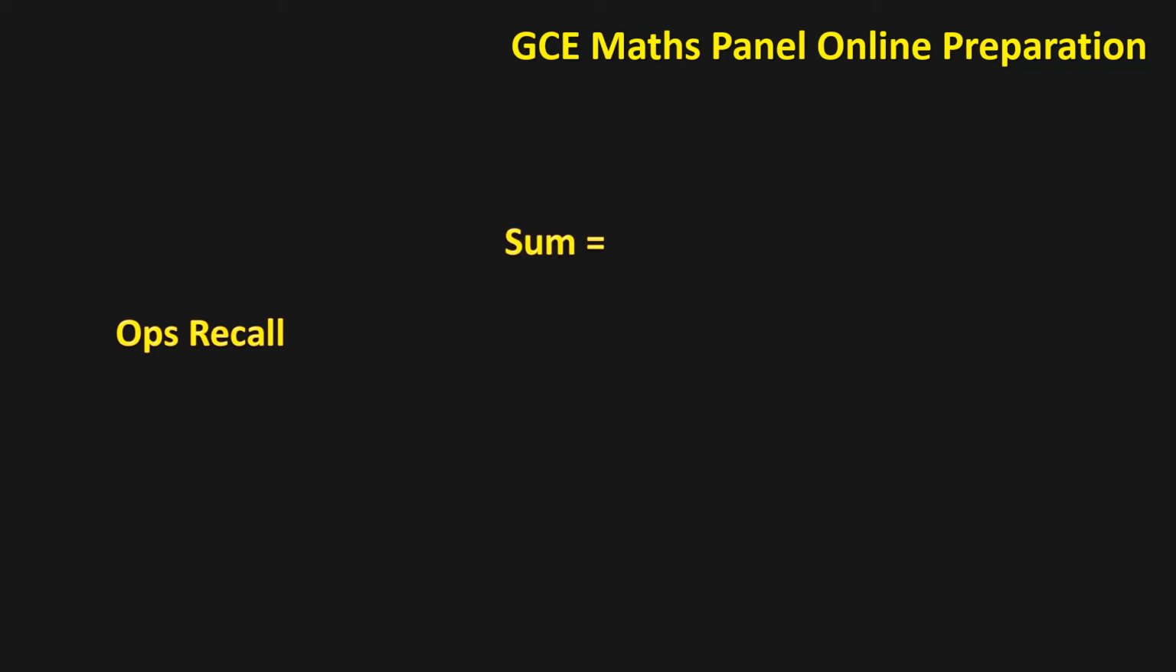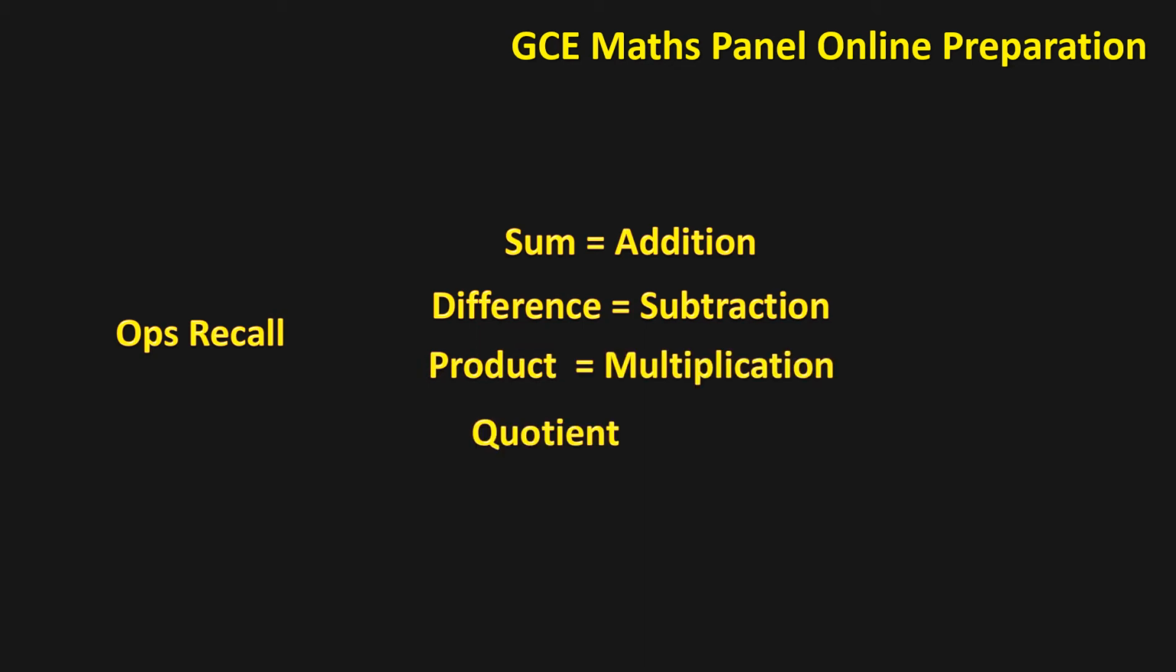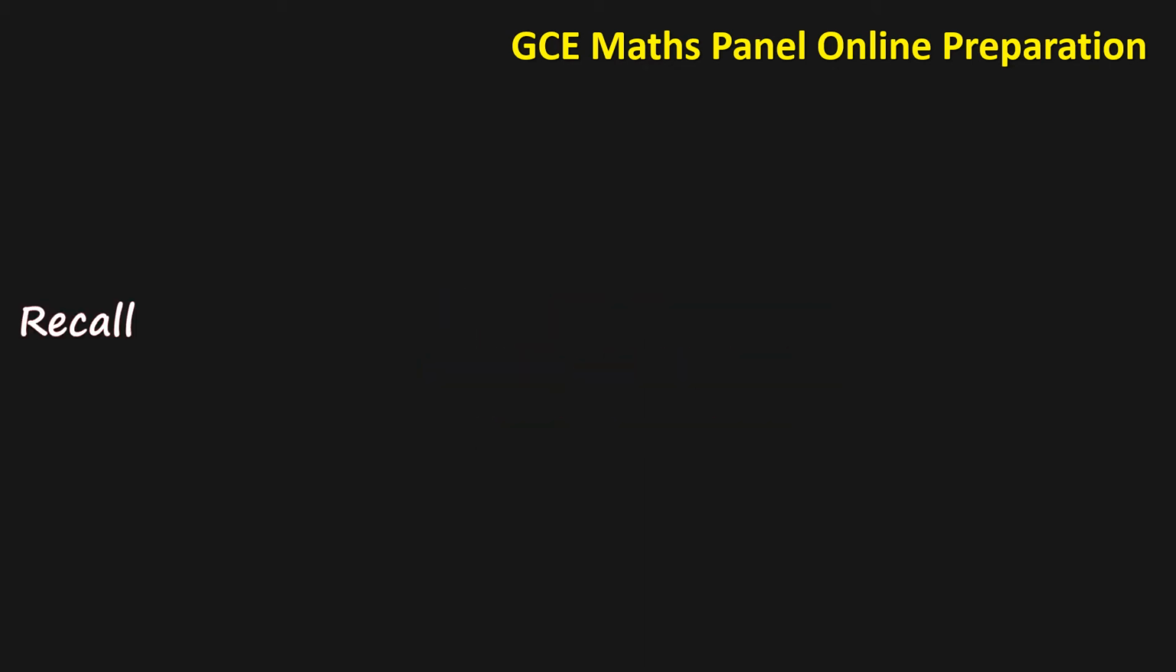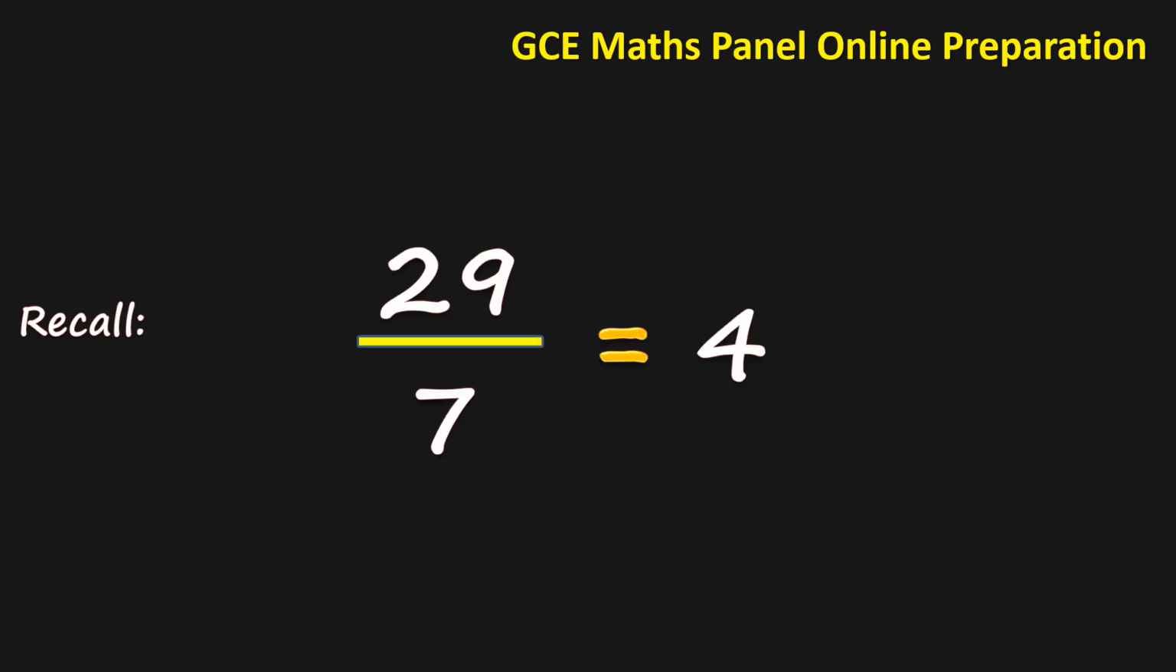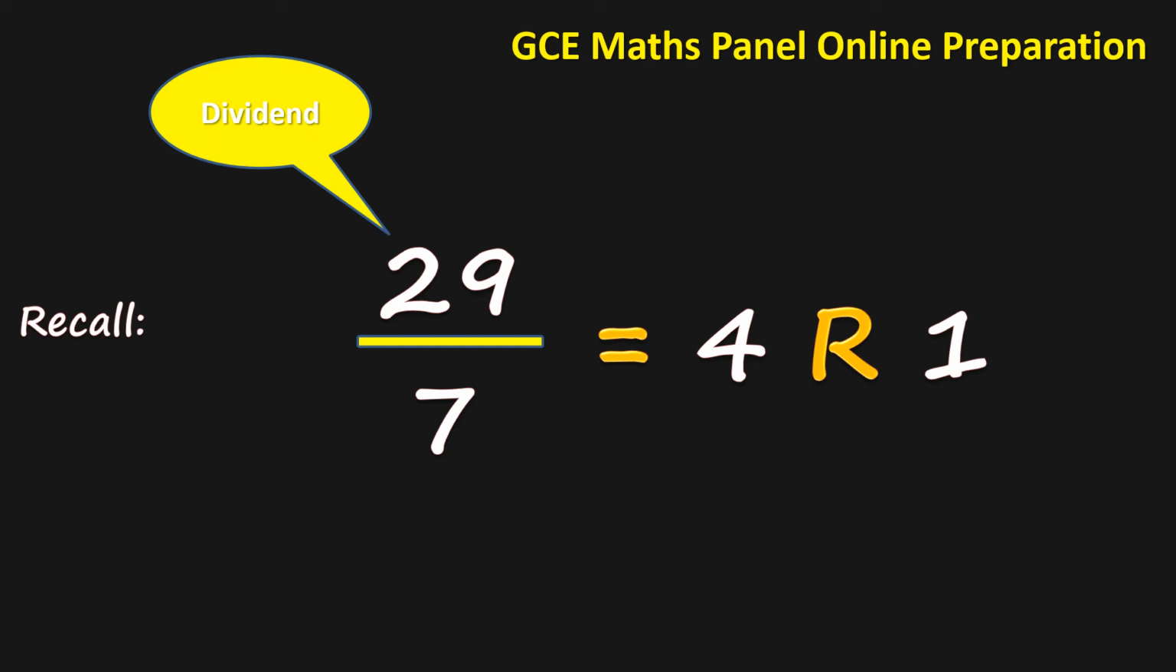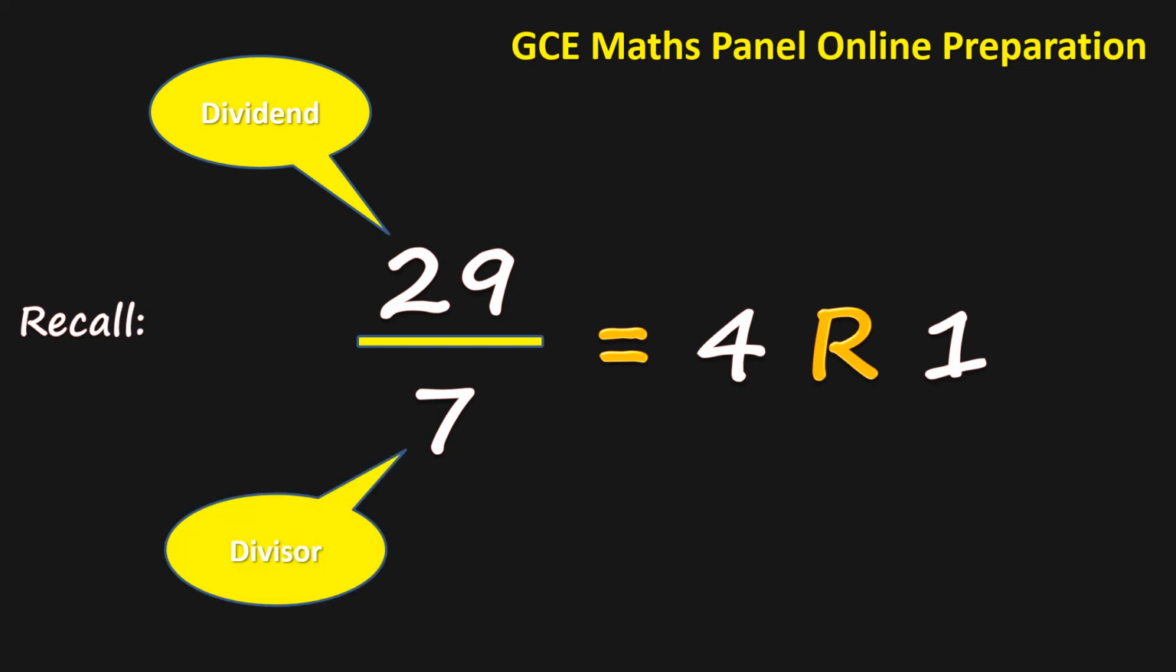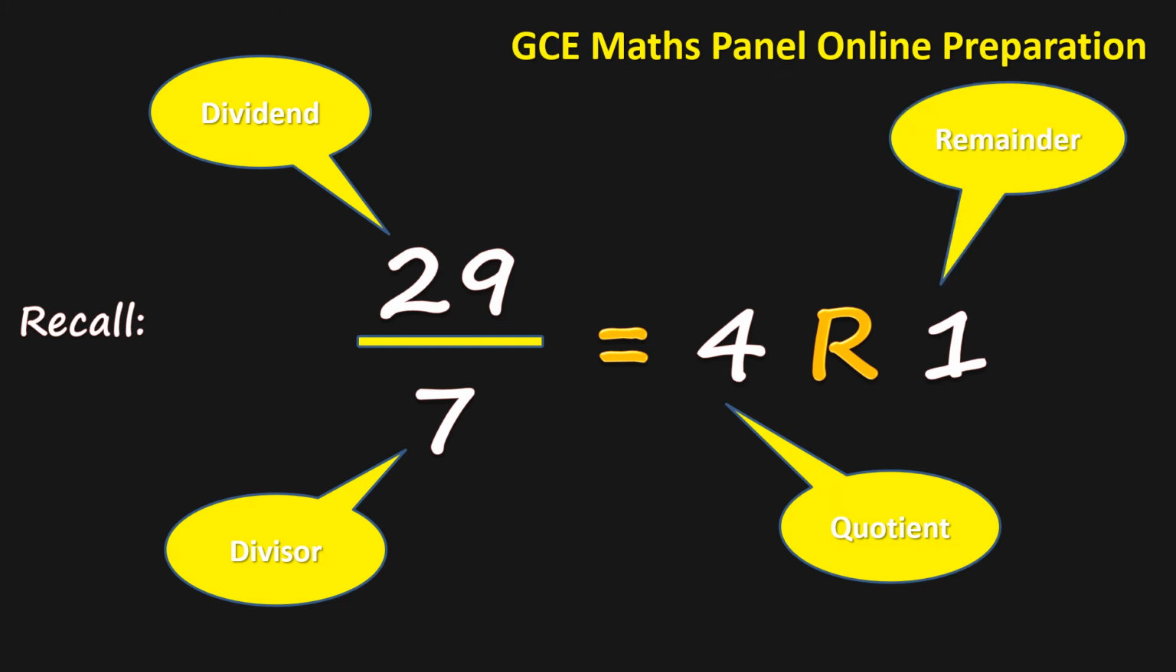Let's recall equally that sum means addition, difference is subtraction, product is multiplication, and quotient is division. In this operation as well, 29 divided by 7 gives us 4, remainder 1. Note that 29 here is the dividend, 7 the divisor, 4 the quotient, and 1 the remainder. Like the song we always sing from primary 4 or 5, dividend divided by divisor equals quotient plus remainder. And note, if the remainder is 0, it means that the divisor is a factor of the dividend.